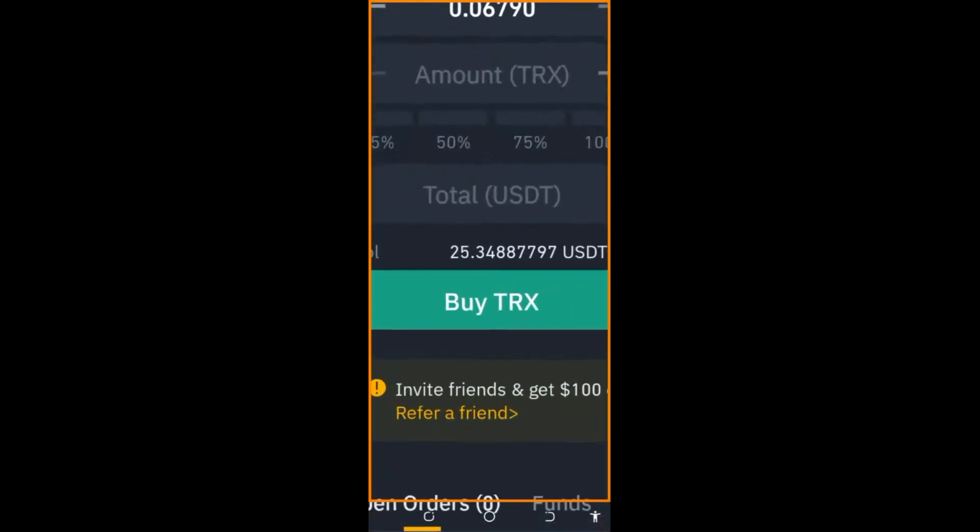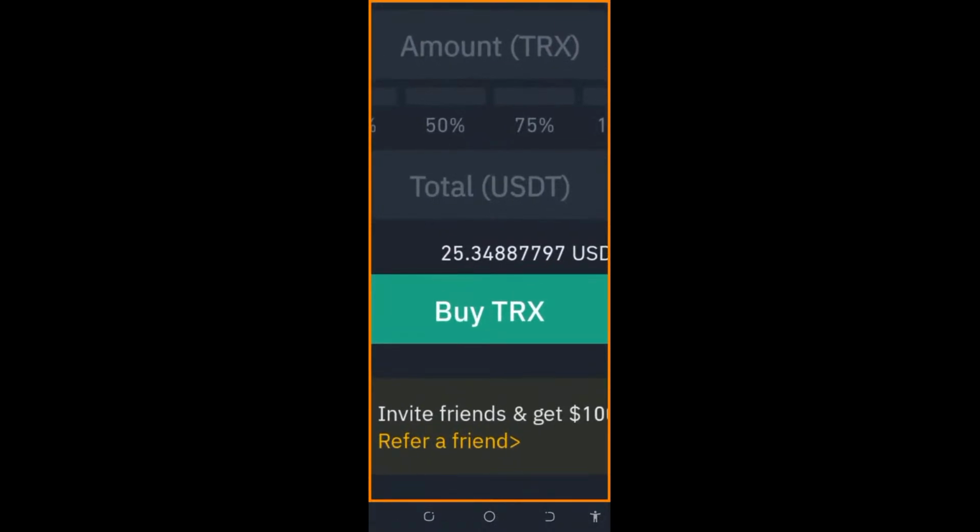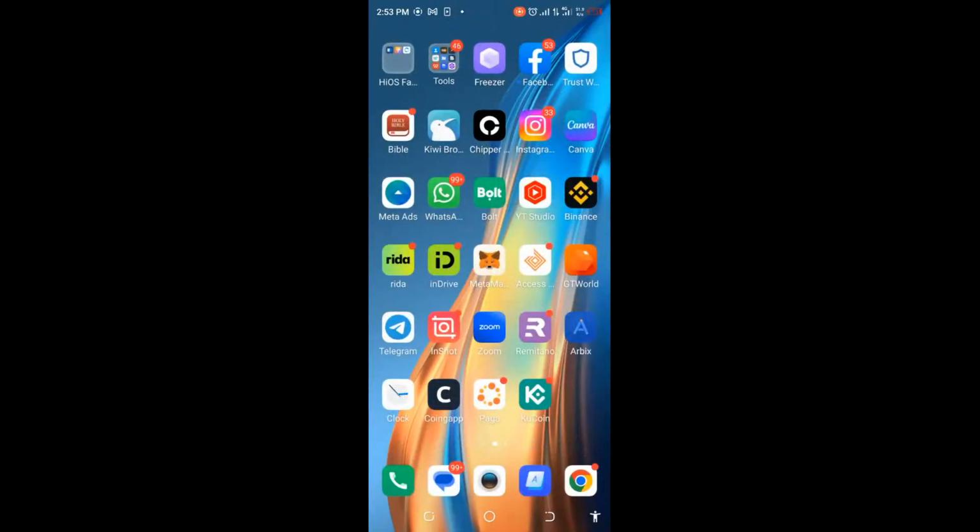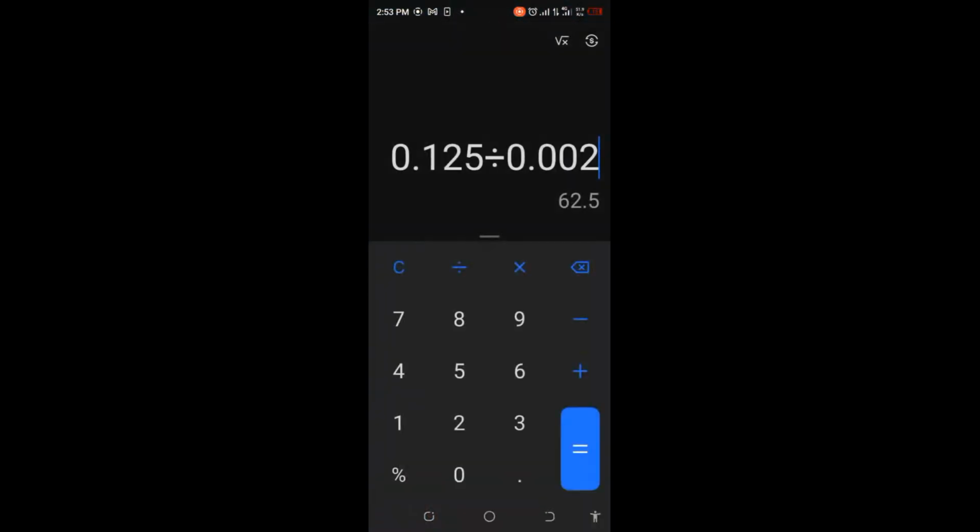Okay, so well, we made profit actually, but don't forget we had a lot of transfer fees. You can see here, it started out at 25.28, okay? And so here we are at 25.34. Let's check that out. 25.34 minus 25.28, 6 cents.